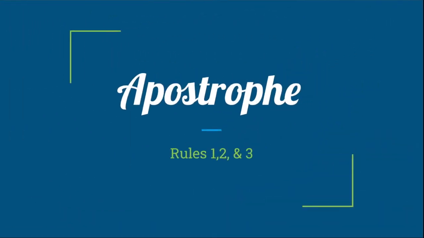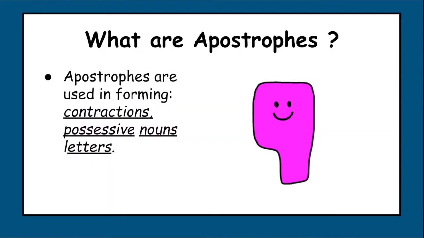About apostrophes. We are on page 141 in your language book. And today we're going to go over rules 1, 2, and 3. So let's take a look at some of the things we need to know. So first, what is an apostrophe? An apostrophe helps form contractions, possessive nouns, and letters.